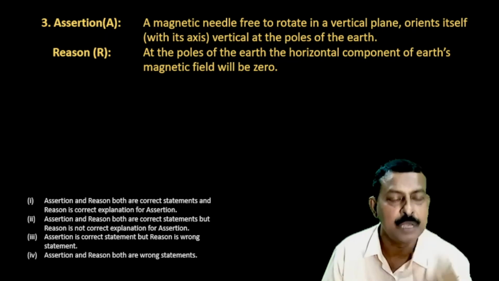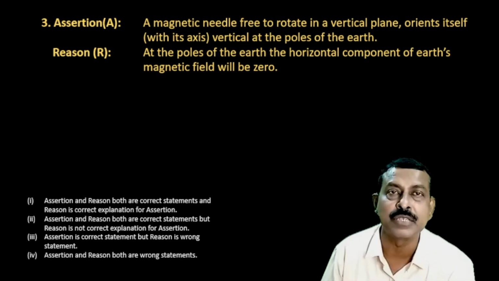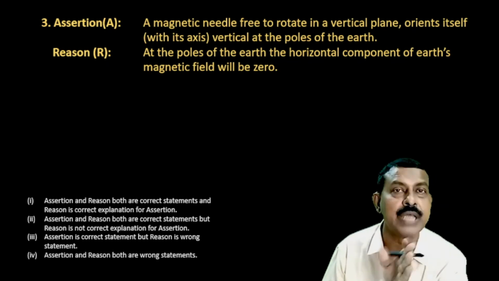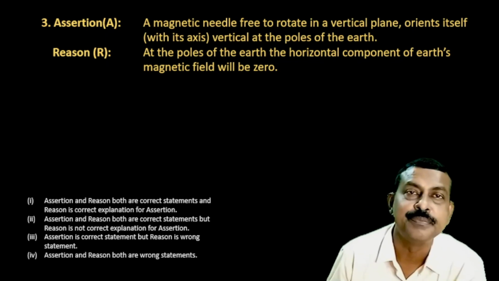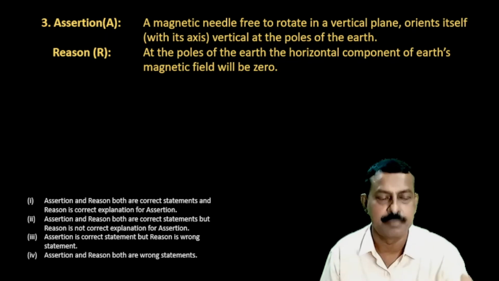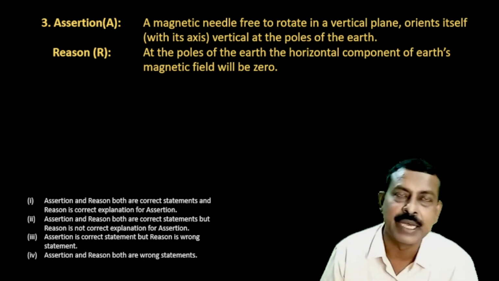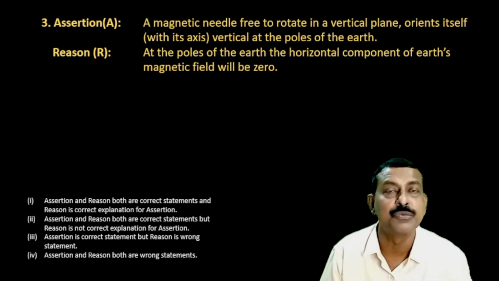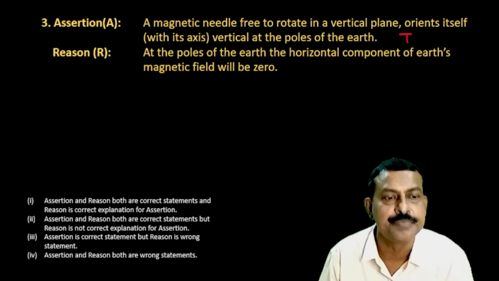Because if you take a magnet and suspend it freely, it will try to get aligned in the direction of the magnetic field, because in that particular orientation the torque will be 0. That is why if I release it anywhere freely, it tries to align in the north-south direction. Earth's magnetic field is also along the same direction there, so the torque will be 0. So that means this is the correct statement.